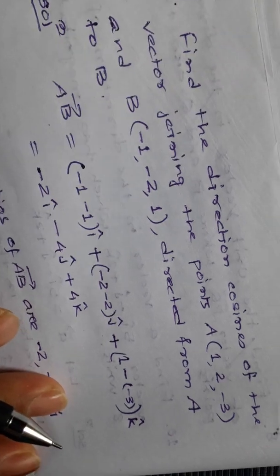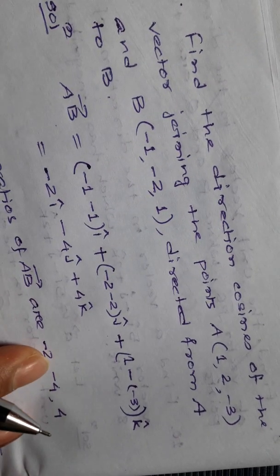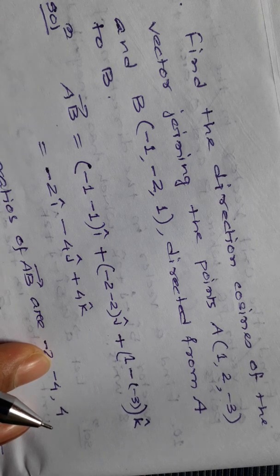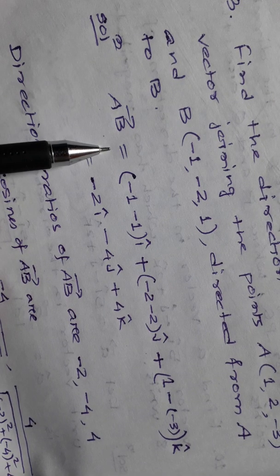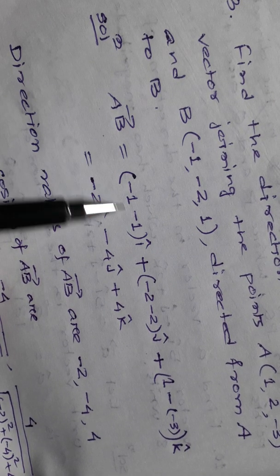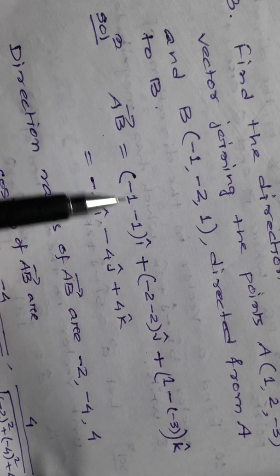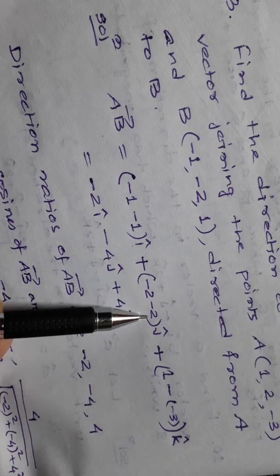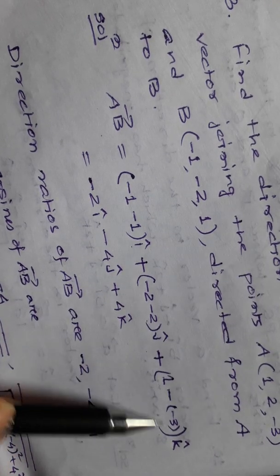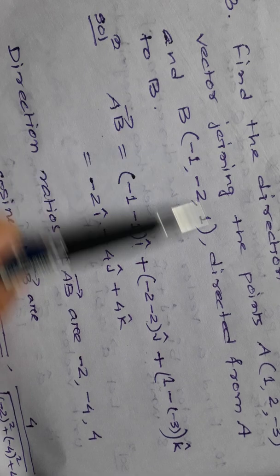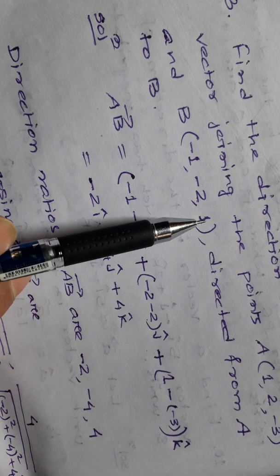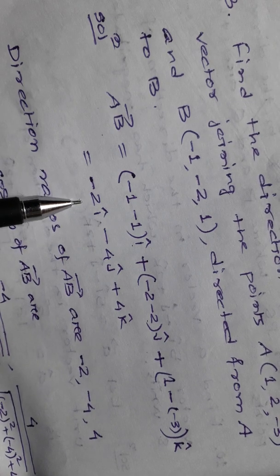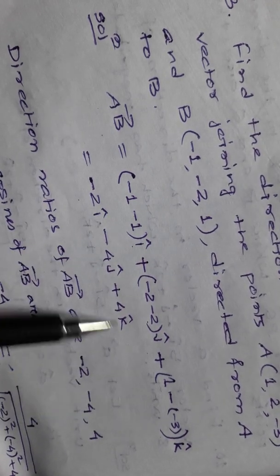Question number 13. Find the direction cosines of the vector joining the points A and B, directed from A to B. So first you find the vector AB. Use the vector joining 2 points formula. x2 minus x1. First you have to write coordinates of B. x2 minus x1 whole into i plus y2 minus y1 whole into j plus z2 minus z1 whole into k. That is minus 1 whole into i plus minus 2 whole into j plus 1 minus 3 whole into k. So we have got minus 2i minus 4j plus 4k.